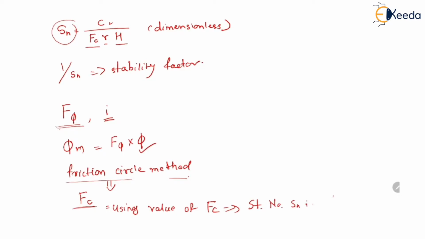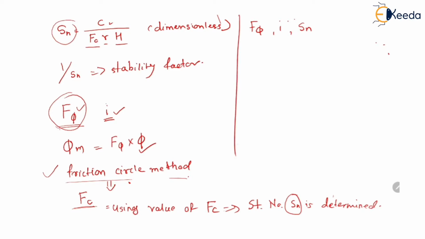So he performed the friction circle method for different values of slope angles and for different values of factor of safety with respect to friction, and then he obtained corresponding values of stability number. Then using these values of F phi, i and stability number he prepared a chart.